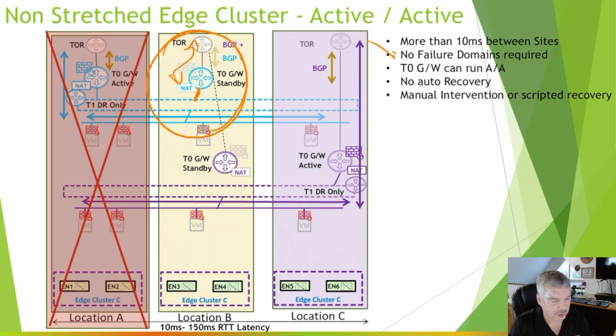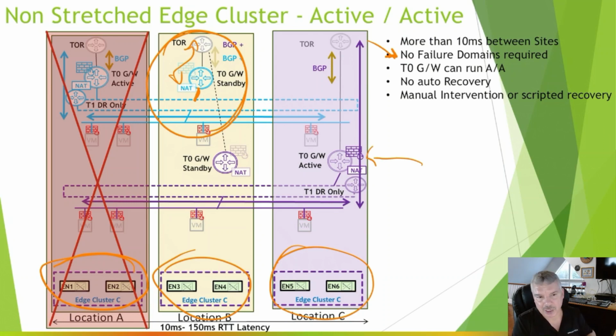Again, no failure domains are required here because our cluster is within our sites. Our edge clusters are within our sites. And again, we've got an edge cluster for each site in this example. I'm showing services as well. That cluster could be using services or have another cluster for services, but it doesn't really matter. Okay, so those were our two choices. You had less than 10 milliseconds, active standby on the edge cluster, stretched cluster, or you had more than 10 milliseconds and you went active with clusters at each location.